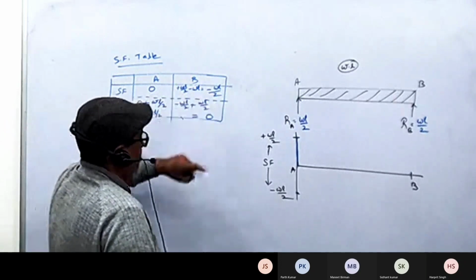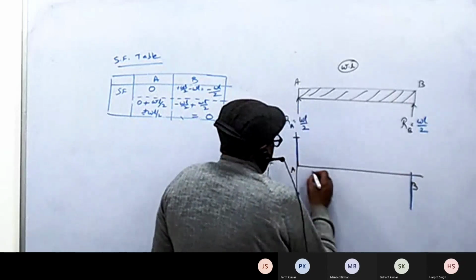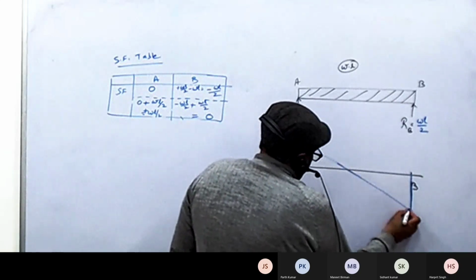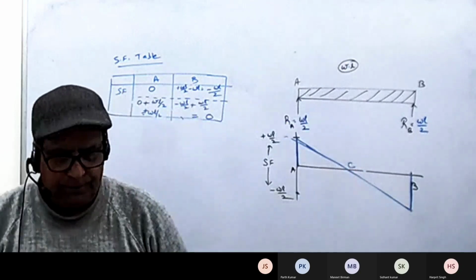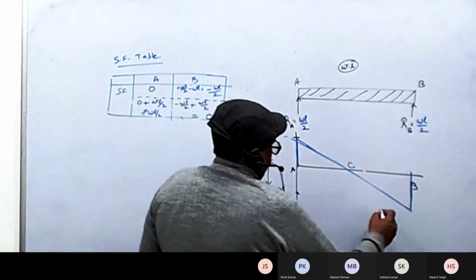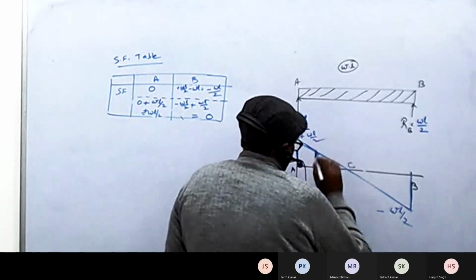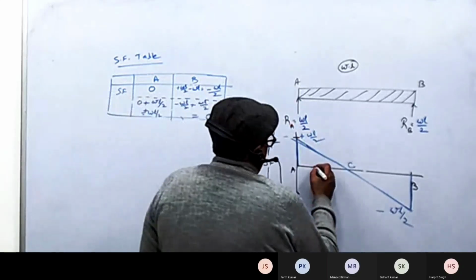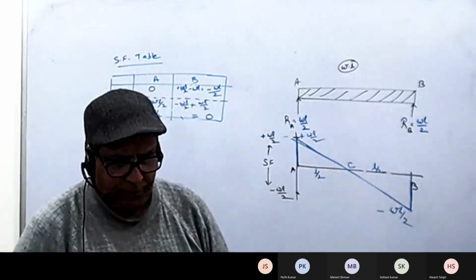At B, it changes from minus WL by 2 to 0. And needless to say, it's uniformly changing, so it will be cutting at the midpoint, at point C. Correct, beta? This will be the shearing force diagram, right? Yes sir, correct. So this will be our minus WL by 2 force, whatever the value, and this will be our plus WL by 2 force. If the length was L, then obviously this distance will be L by 2 and this distance also L by 2. It will cut at the midpoint.